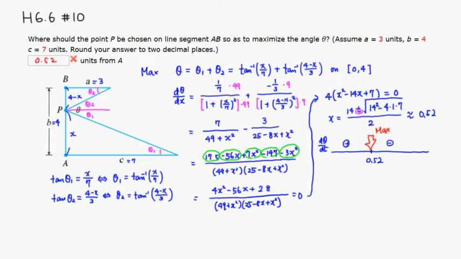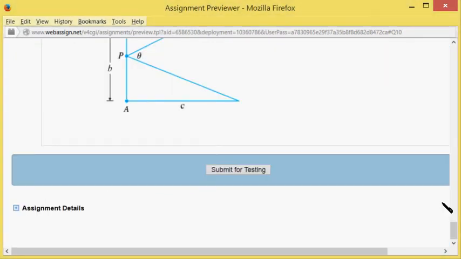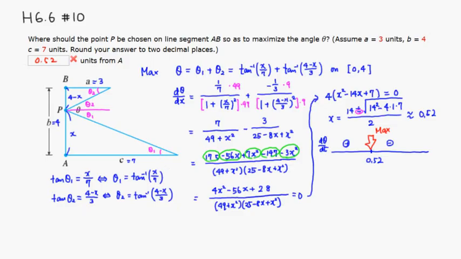So let's type it in, 0.52, then submit for testing. It came back and looks like we got this one correctly. That's it. I hope that this was clear. This was a little tedious though.